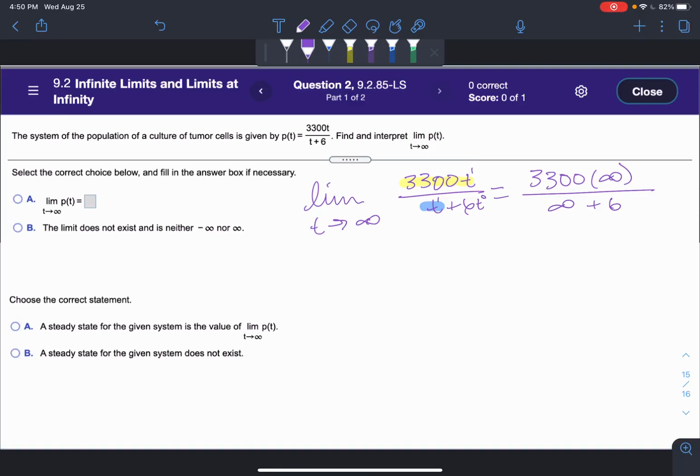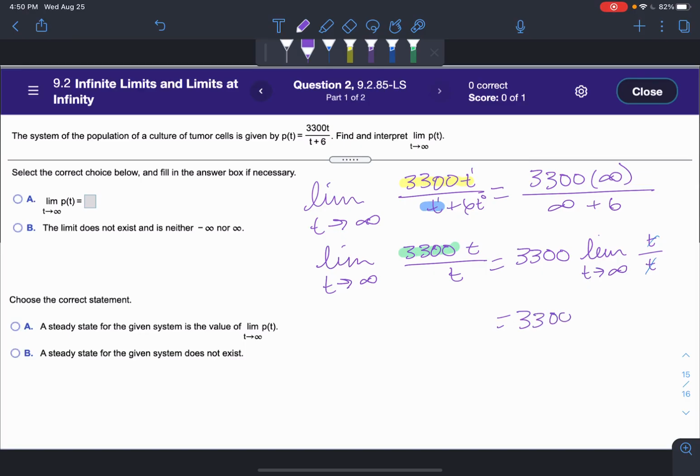And so let's use those properties of limits. Let's pull that constant out, that 3300. The limit as t goes to infinity, and we're left with this t over t. We are allowed to cancel here because we are talking about limits. So we are left with 3300 times the limit as t goes to infinity of 1. And the limit of a constant is itself. So we get 3300 times 1, or just 3300.